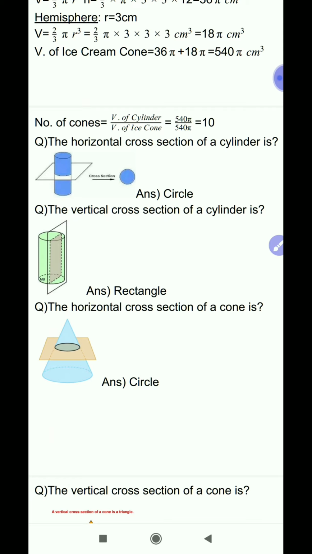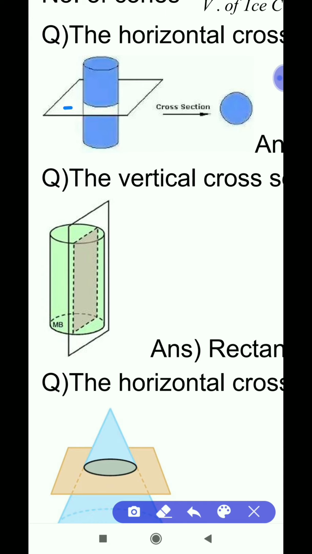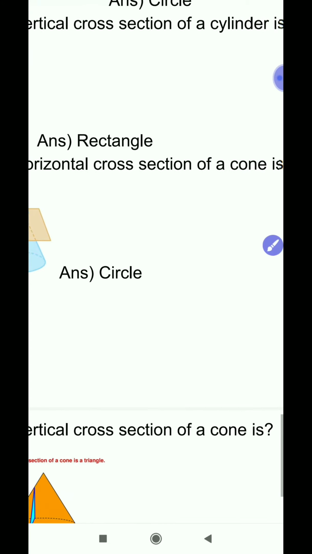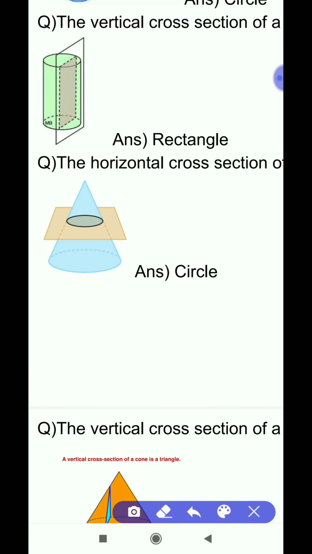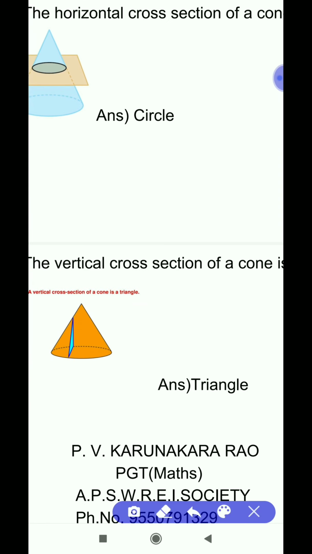The horizontal cross section of a cylinder is circle. Similarly, the vertical cross section of a cylinder is rectangle. Similarly, the horizontal cross section of a cone is circle, and the vertical cross section of a cone is triangle.